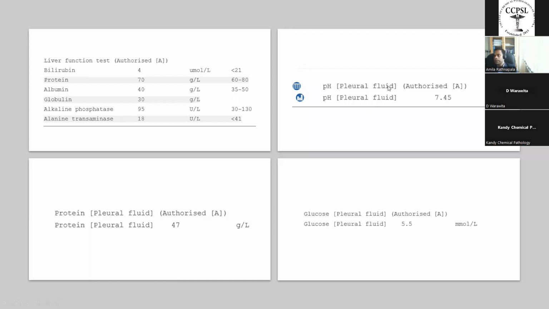We did pleural pH, which is 7.45, and we did usual pleural fluid proteins, 47 grams per deciliter, and then the pleural fluid glucose of 5.5, and when you compared with the serum values, we found that it is an exudative effusion, but the pH was normal. So pleural fluid analysis, I mean, it's really important.